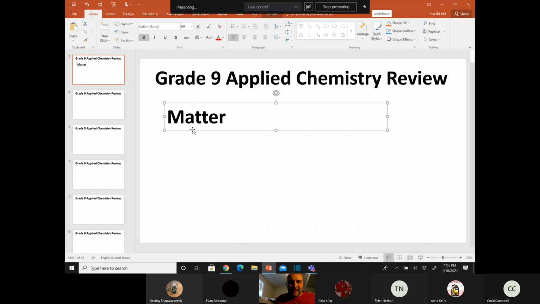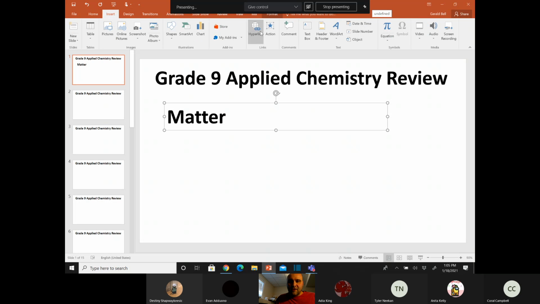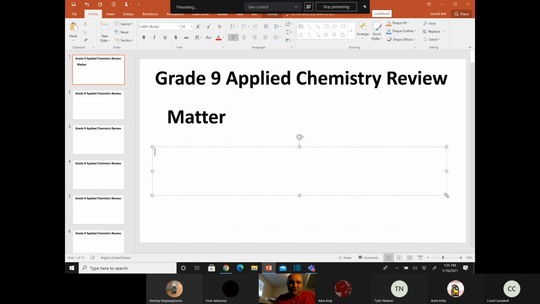So with respect to matter, let's talk about the very last thing we actually did in the chemistry unit, which makes more sense to start with now. It's classifying matter. Okay, so the very last thing we did was we classified matter into 3 categories.